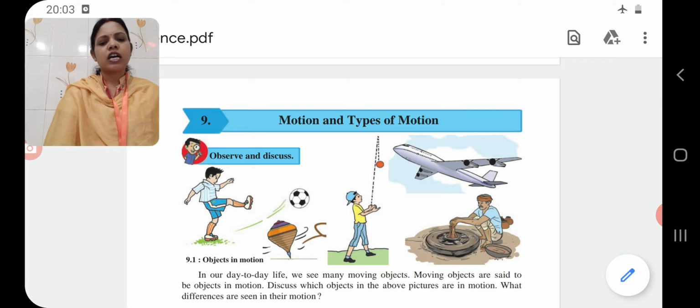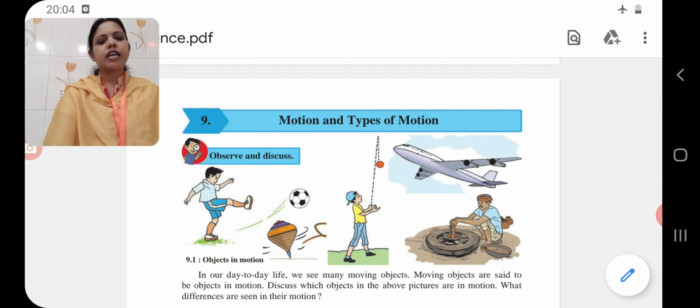So, types of motion: the first one is linear motion, and it has two types. Next are oscillatory motion, circular motion, periodic motion and random motion. As well as that, in this chapter we are going to complete distance and speed. So one by one we will start learning.